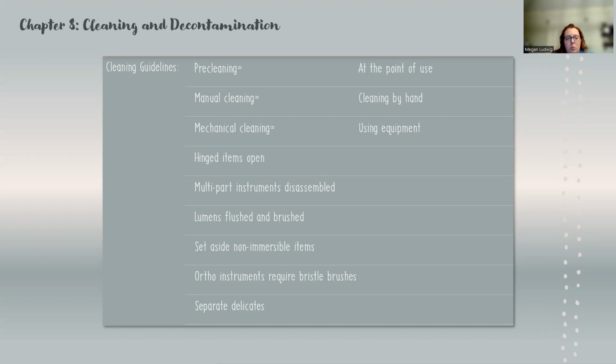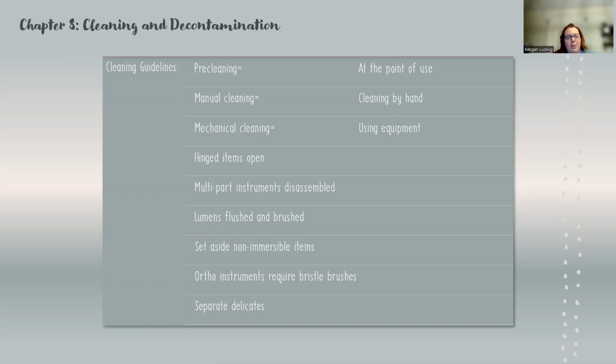Ortho instruments require a bristle brush. Those are going to typically be your most contaminated items. Ortho surgery is notorious for being extra bloody. You're taking out bone. That bone can get lodged into different parts of the instrument. Just rasping bone down, so you're going to have a lot of bone pieces that are a little bit more difficult to clean. So a bristle brush is usually required for that.